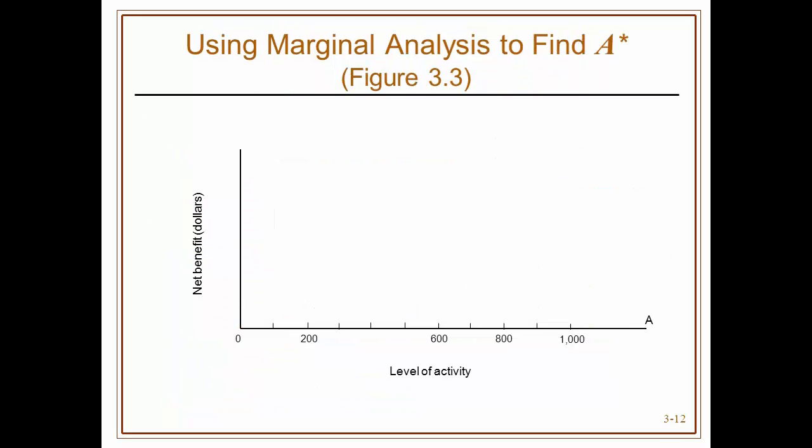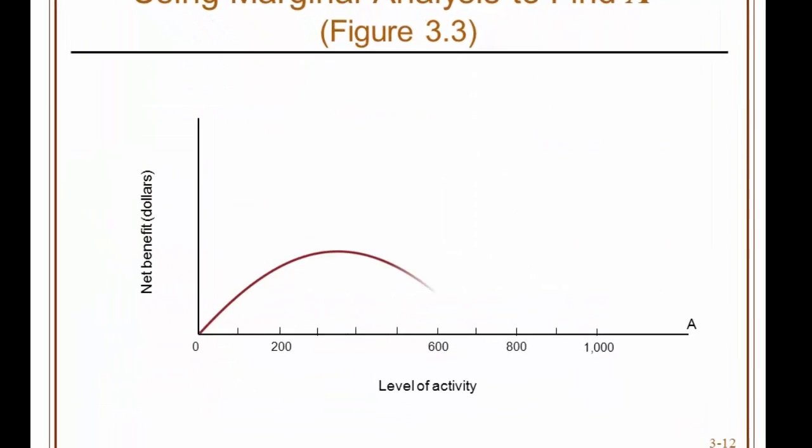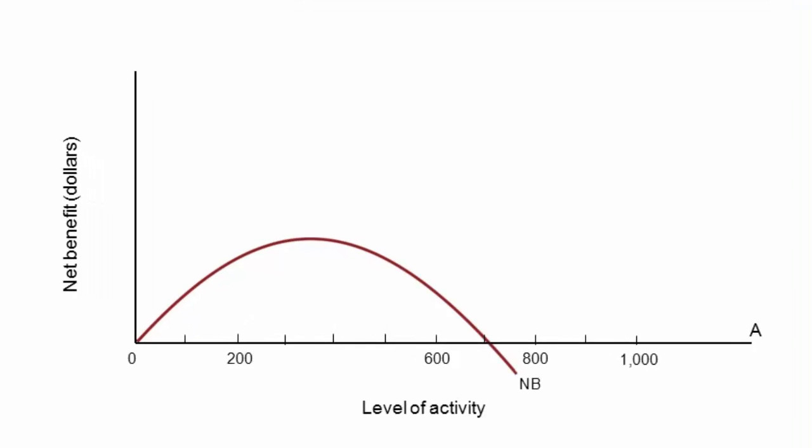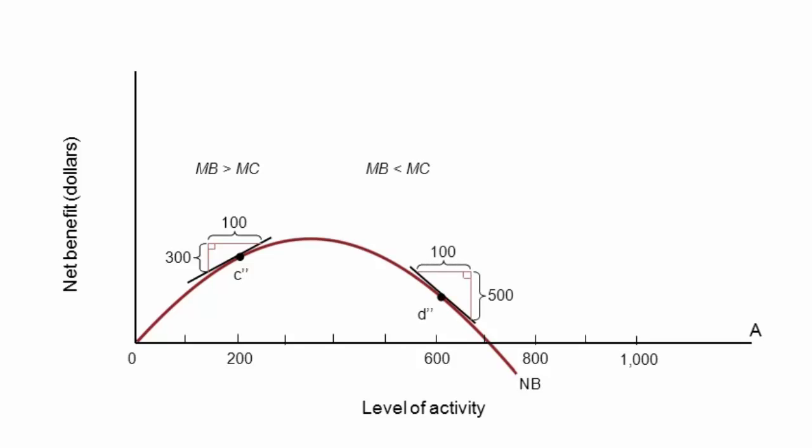So how can I use this marginal analysis to figure out the most optimal level? It's pretty easy when you have this hill-shaped thing, because you just say, well, I want to be at the top of the hill. I can see these two different points, point C and point D, where marginal benefit is greater than marginal cost at point C, or the marginal benefit is less than marginal cost at point D. And I can see, at least in the picture, that I'm not at the top of the hill, so I know that's not the best place.